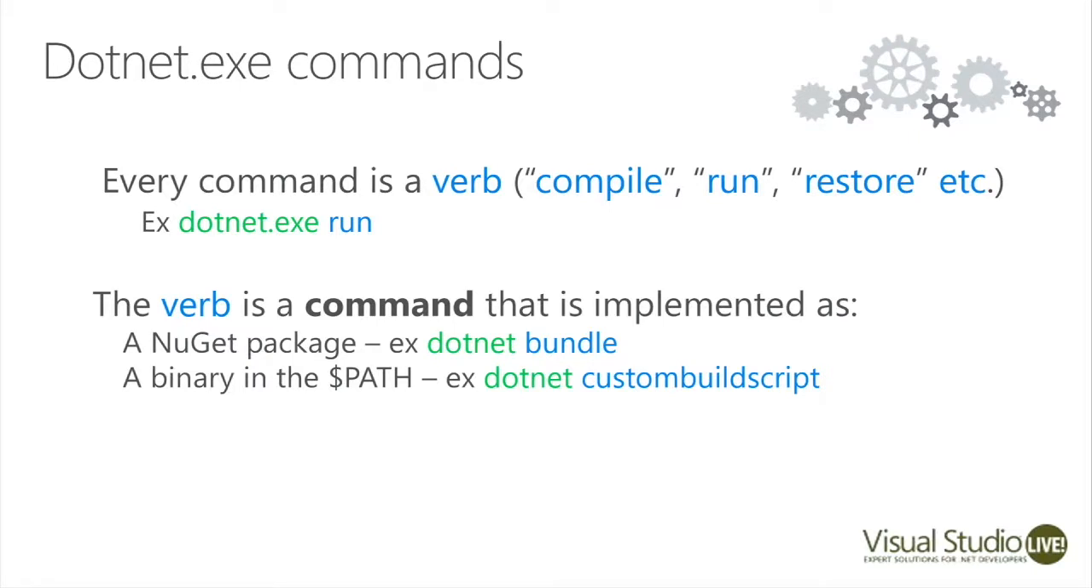Verbs are implemented in a few different ways. Either a NuGet package that gets pulled in and it understands, or a binary, some sort of executable in your path. So dotnet my custom build script, or dotnet foo. It's really just another way that .NET can help you extend your application.